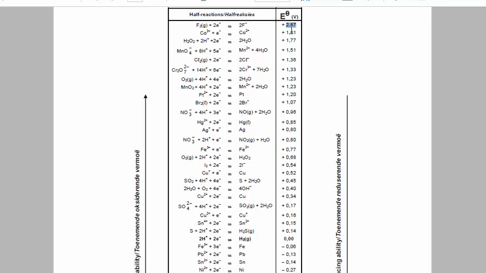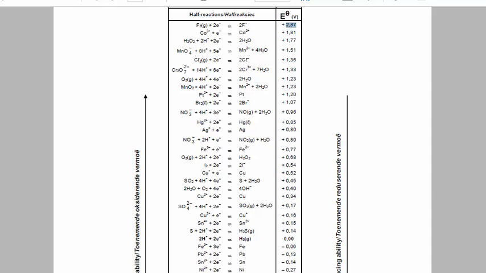Okay? It's better than the standard, and the standard that is used is hydrogen. So, for example, if hydrogen and fluorine are in a galvanic cell, who will be getting electrons? Fluorine, because its reduction potential is positive, which means it has a better oxidation ability, a better ability to take away electrons from hydrogen.